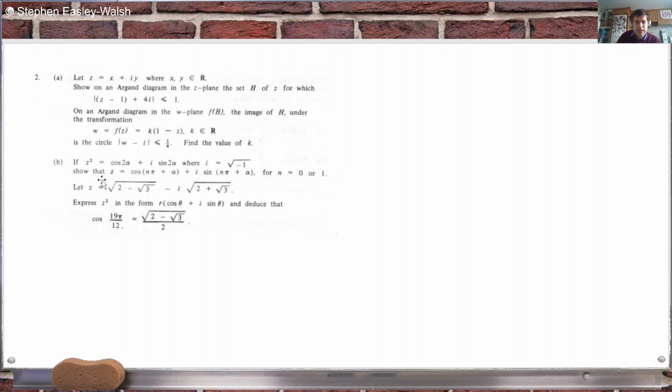z squared equals that. Show that z equals that. Okay, so according to De Moivre's theorem, we'll have z squared equals cos(2α + 2nπ) plus i sin(2α + 2nπ).